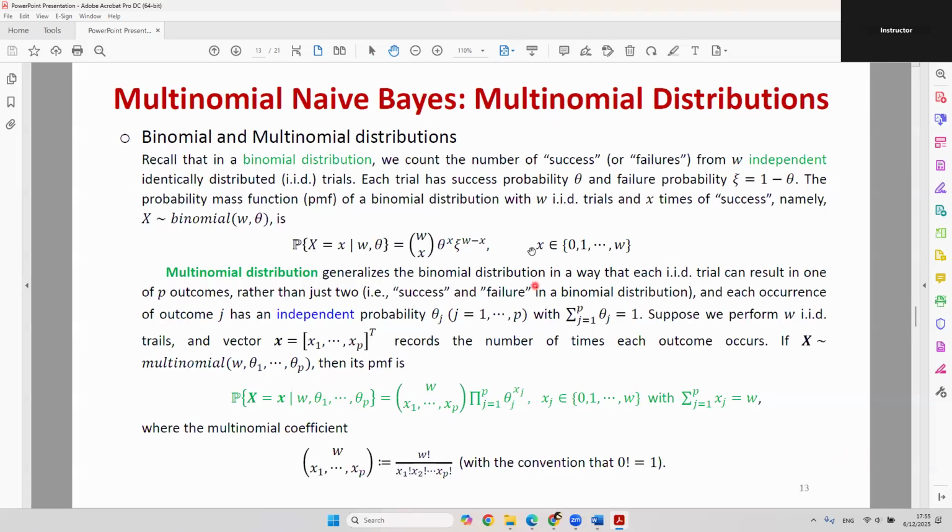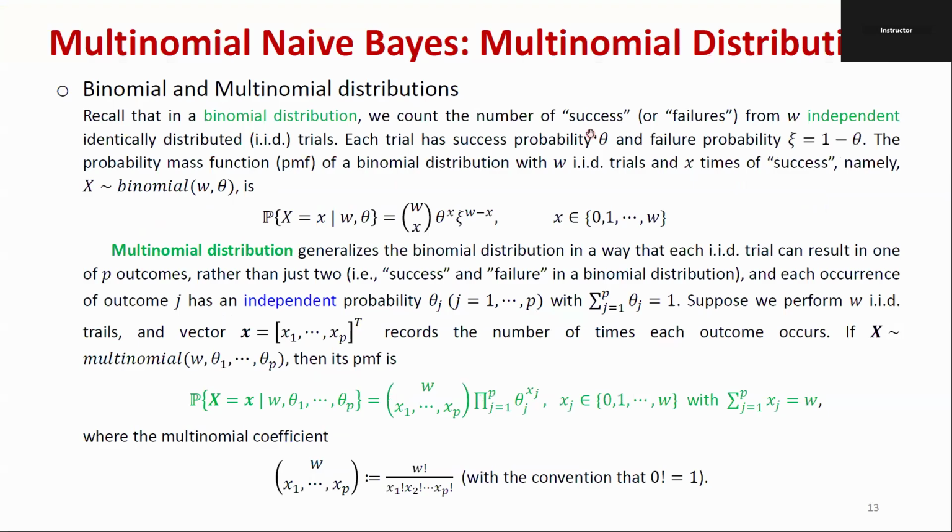Okay. The last naive Bayes I'm going to introduce is MNB, which is multinomial naive Bayes. Before it, we need to first recall the binomial distribution and the multinomial distribution. For a binomial distribution, we actually count the number of successes or failures. Wait a minute, let me make it bigger.